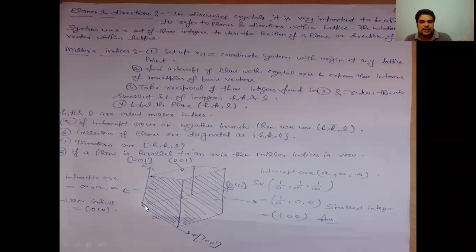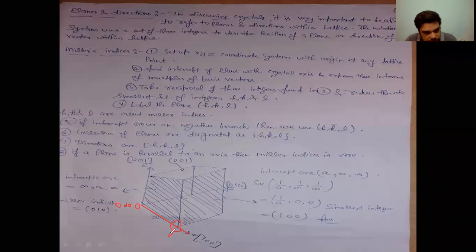Now let us consider the direction. If I ask you, what is the direction? This is nothing but your origin. What is the direction corresponding to this? It is very simple to find the direction. What are the coordinates of this point? That is 0, 0, 0. And what is the coordinate of this point?